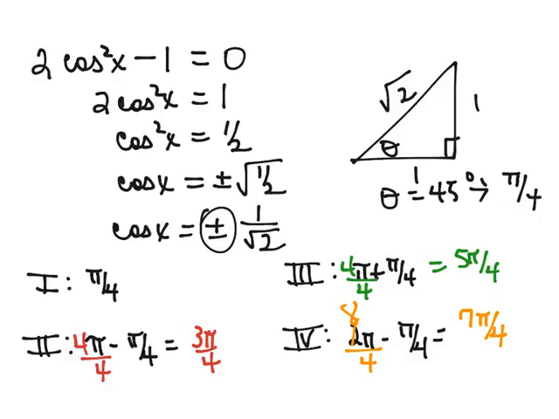Since it didn't restrict the domain, then I want to look at all the values that would be true for this. So I can go back and add plus 2n pi to each one of these answers to get my final solution.